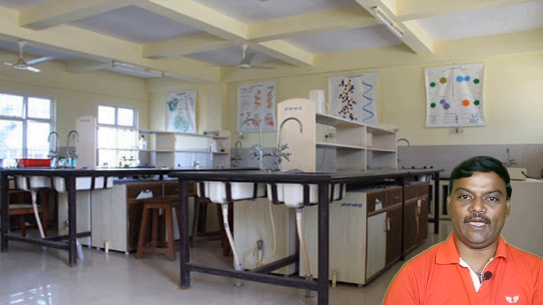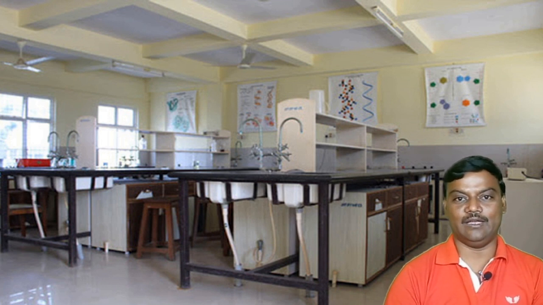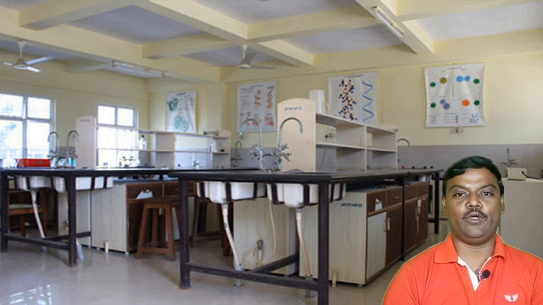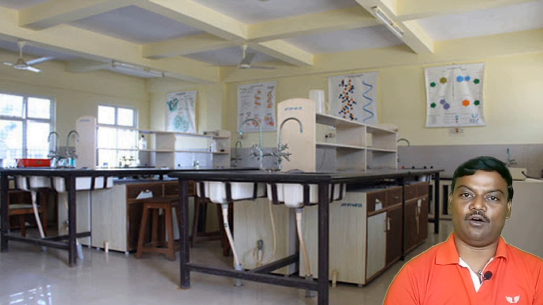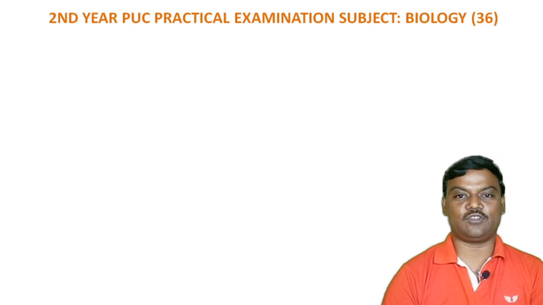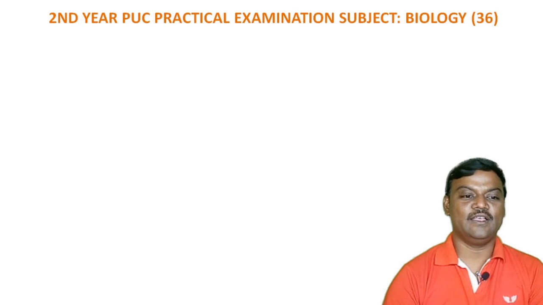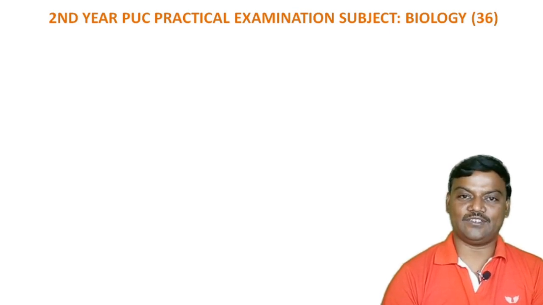In the practical examination, when a student enters the examination hall, first they should submit their record in front of the examiner. Then they should sit in their allotted places, and before starting the examination, the students have to know the pattern of the question paper along with the questions. So before starting, first we discuss the question paper and its pattern along with the scheme of valuation. Second PUC practical examination, subject Biology, Code 36.